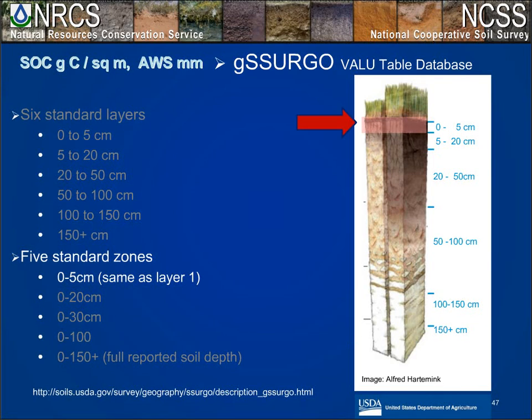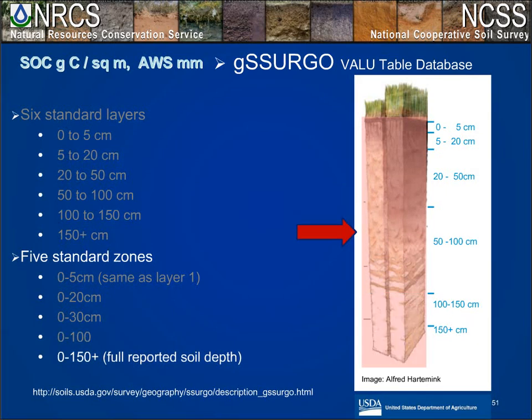In addition, we have 5 standard zones. The first is 0 to 5, the same as the standard layer above. However, then we expand that to 0 to 20, and we've added 0 to 30 in there, and 0 to 100, and we'll use the 0 to 100 available water storage in our examples that follow, as well as the entire full reported soil depth.